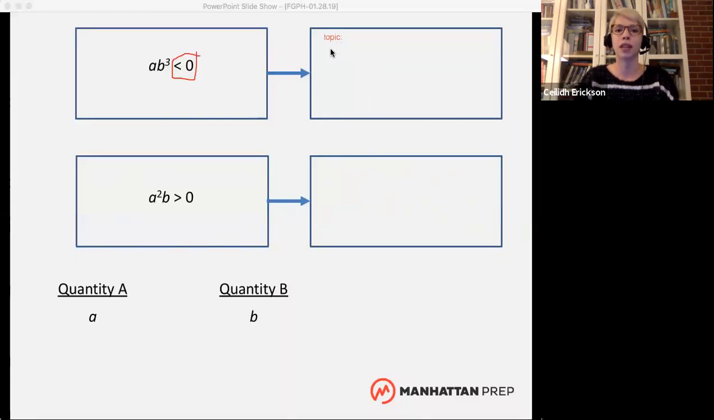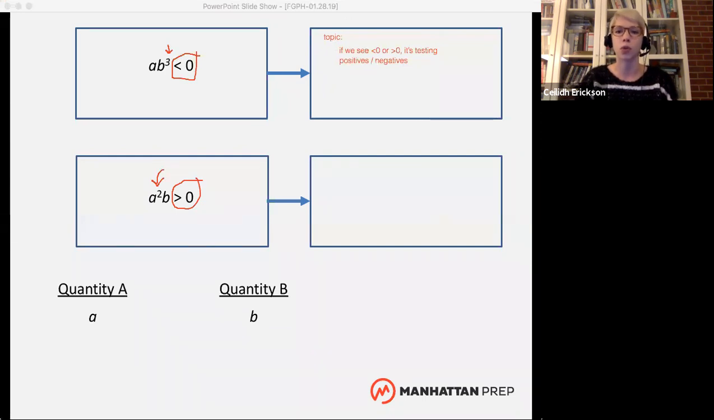What topic is being tested if we have a less than 0 sign or a greater than 0 sign? Less than 0 or greater than 0, it's testing positives and negatives. Exactly. Sometimes, don't worry about solving it. Just identify what topic they are getting at. Then, positives and negatives, I want to think about exponents with positives and negatives. In each of these, we have a greater than 0 or a less than 0, but we've got different exponents going on in each.